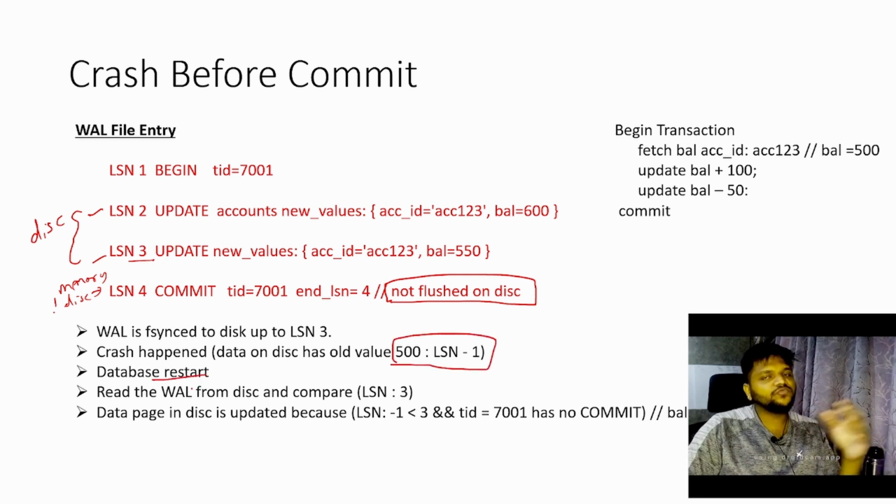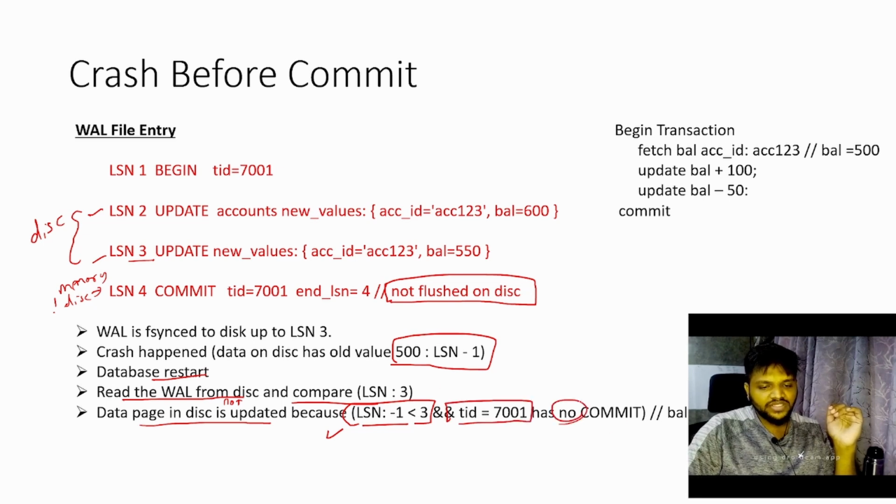Again the database restarts, it would enter into recovery mode, read the WAL file from the disk and compare. So now again it is comparing. Data page on the disk is not updated, sorry, this is a typo, because LSN -1 is less than LSN 3. This condition is satisfied, but TID 701 has no commit. So this is an important thing. It has to ensure the data is committed. If there is no commit instruction for that particular WAL file, then it is not going to update the data, and that's the reason my old data is 500. My database is still preserved, my database is still having the old value. Even if these both update instructions are executed, my database is still having the old value.